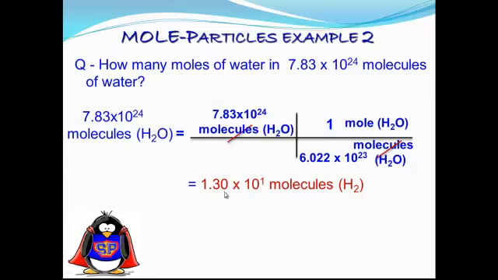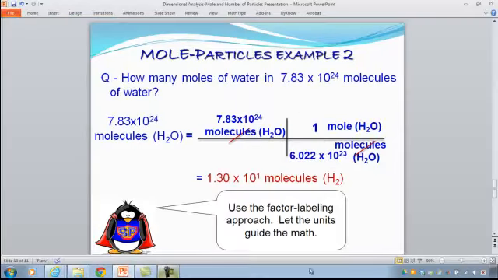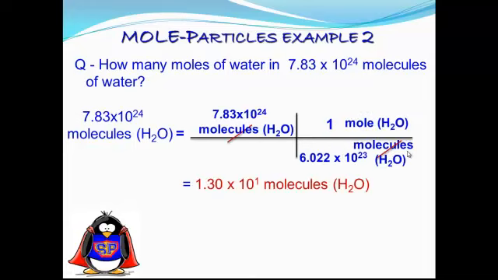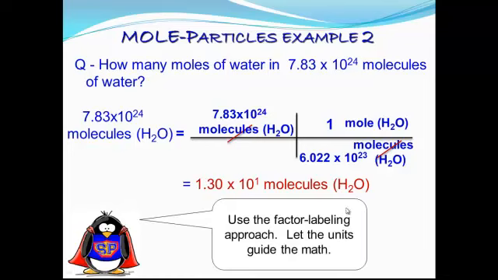So you can get this answer: 1.30 times 10 to the 1st moles of, it should be H2O. And let me pause, fix this problem again. We're back, and let's continue the broadcast. So now it is correct with the correct information in the parentheses, and the use of the factor labeling approach will enable you to really solve those problems very efficiently.